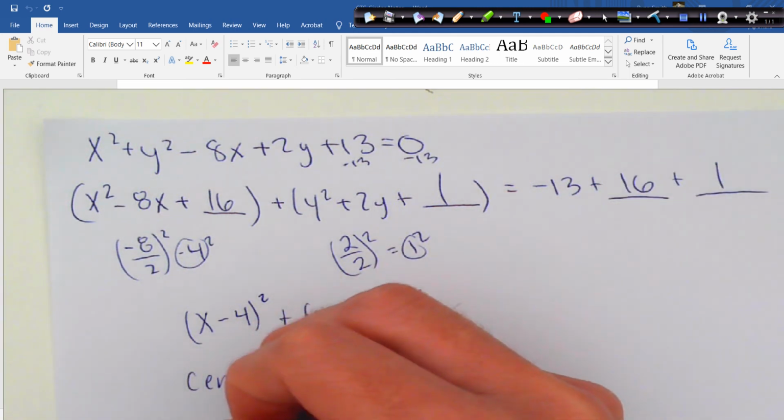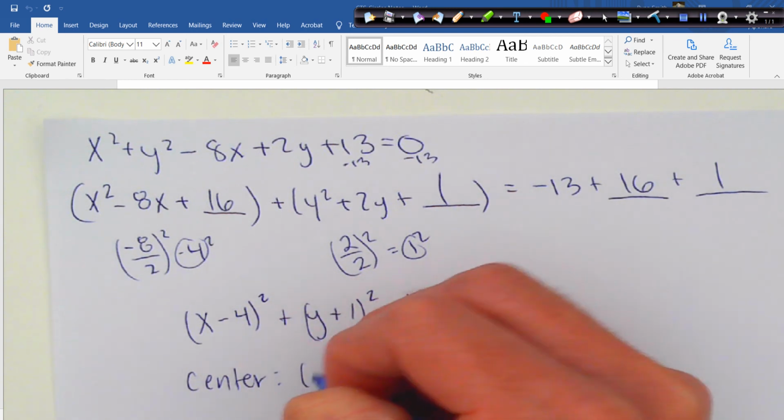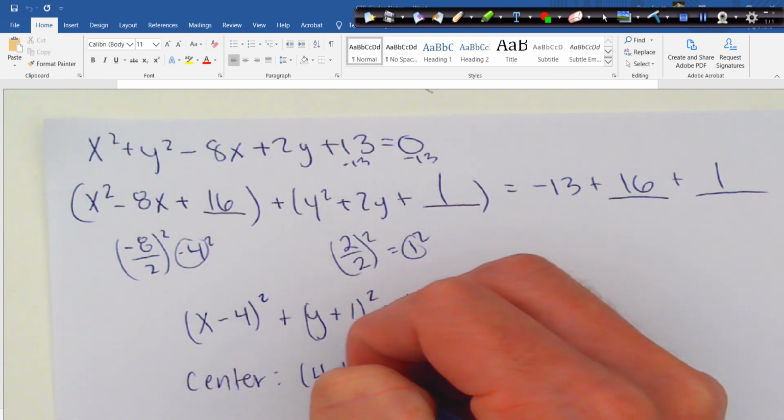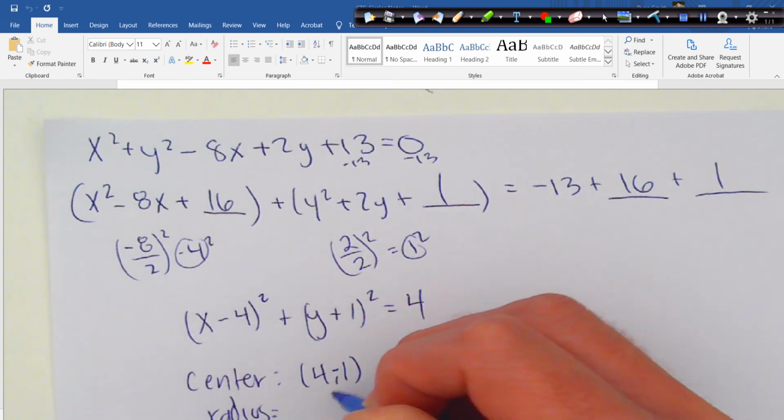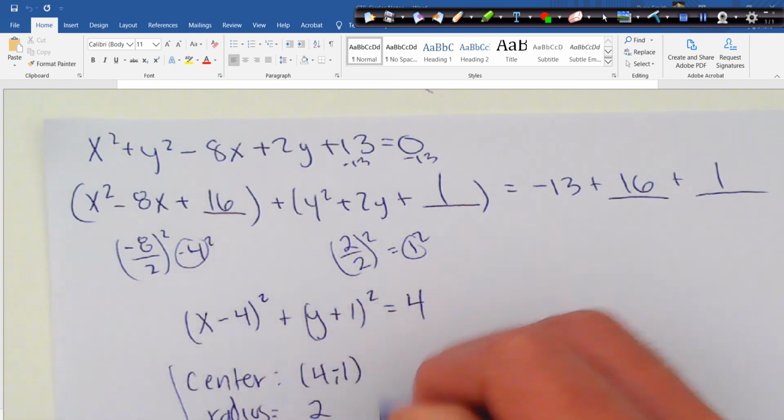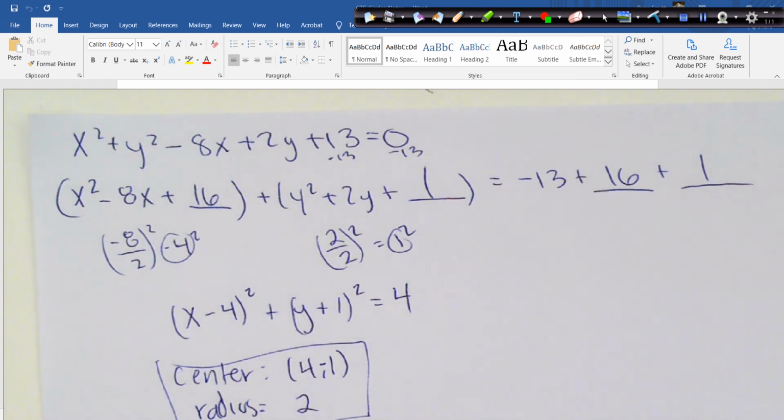So there's my answer, and then the center is going to be at 4, negative 1, and the radius is going to be 2, because it's the square root. So the formula shows r squared.